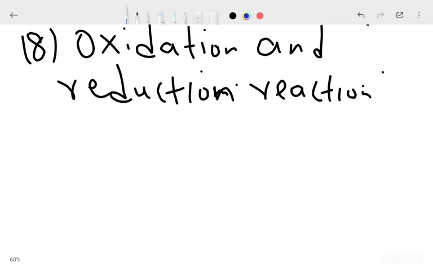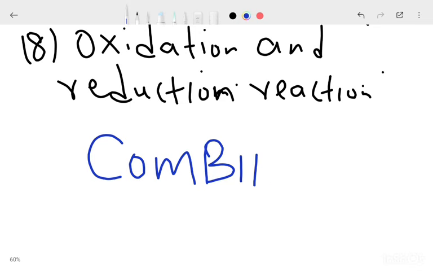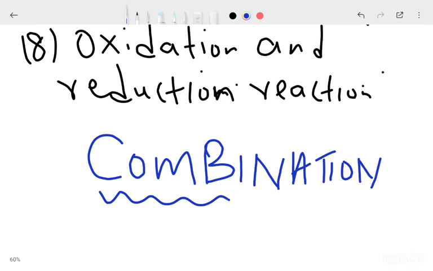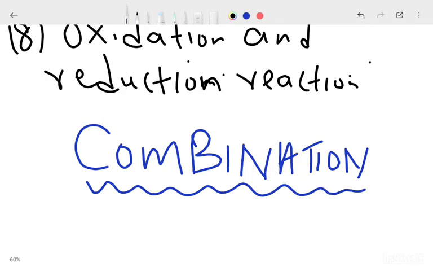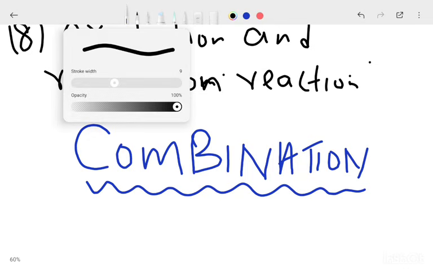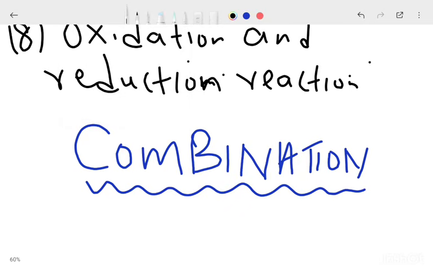Now let's start from the first one, combination. What is the meaning of combination reaction? From the word combination, I believe you can say something, isn't it? Combination is from the word combine. Two or more things combining, coming together to form another thing. Are you getting it now? So that is just the meaning.